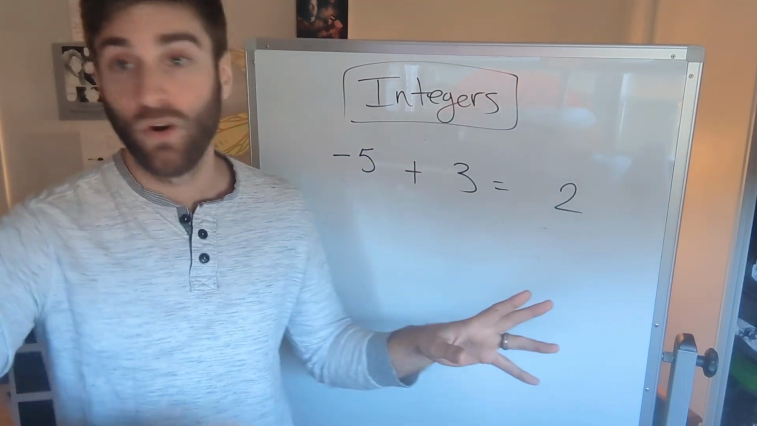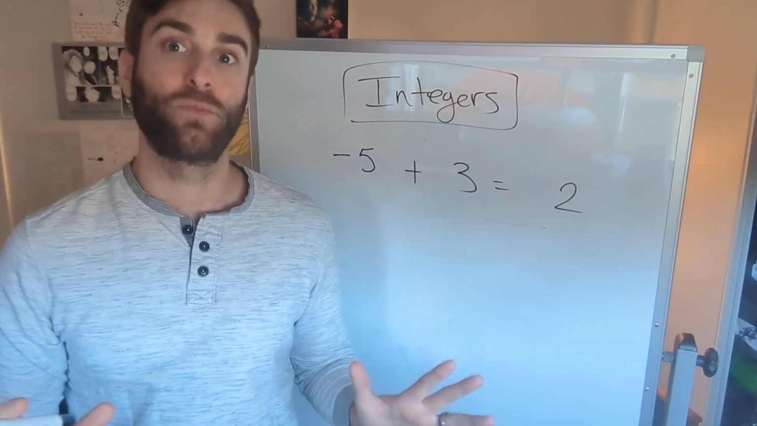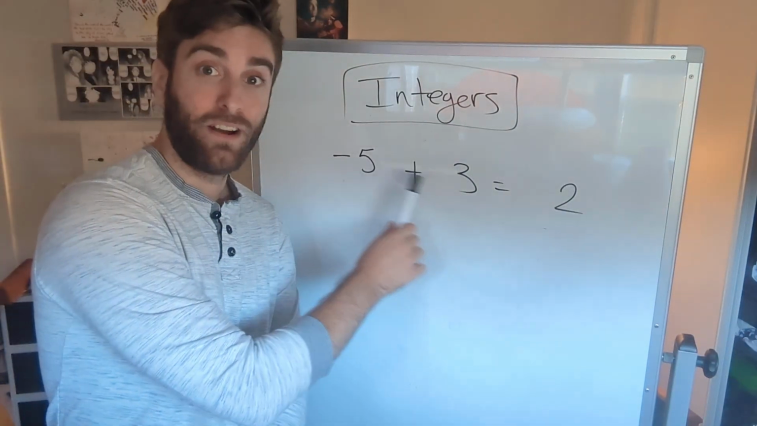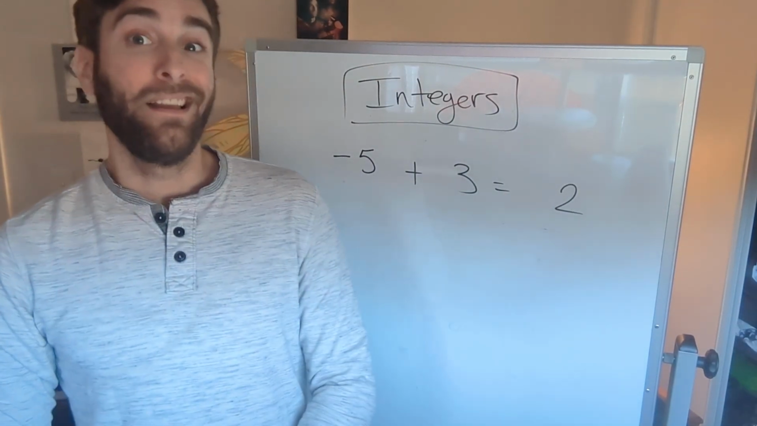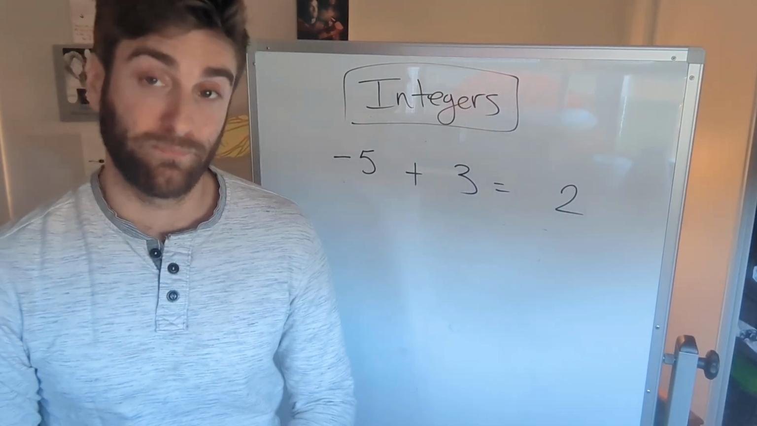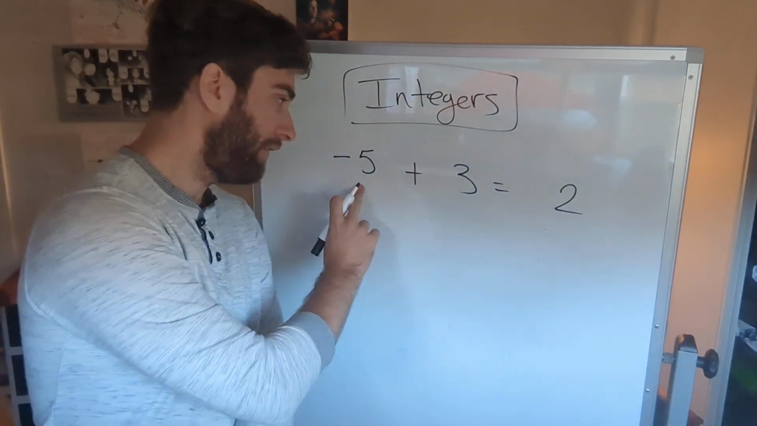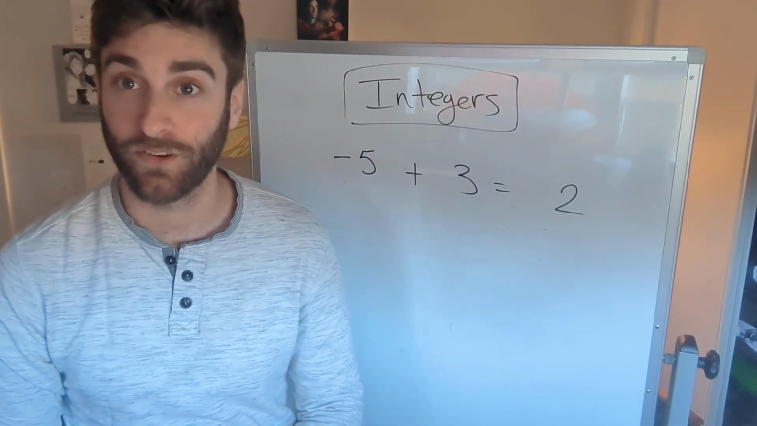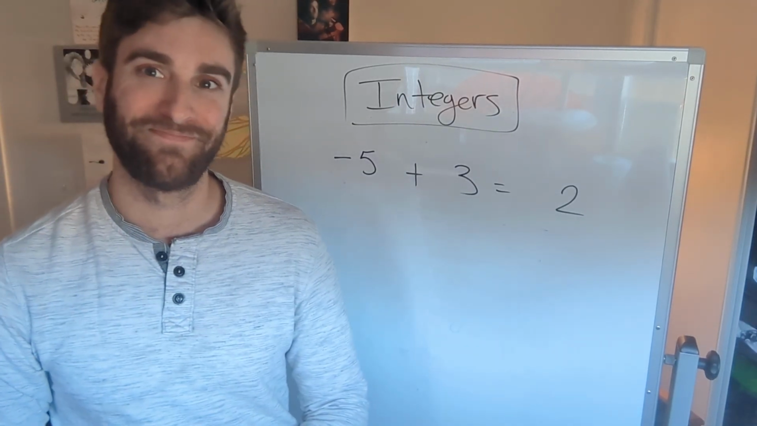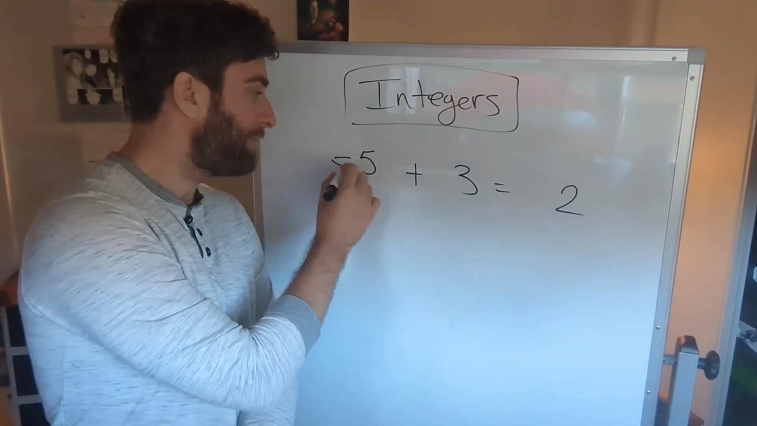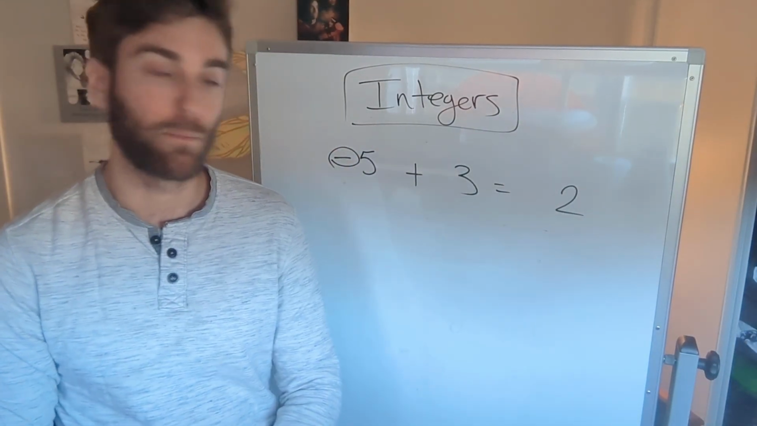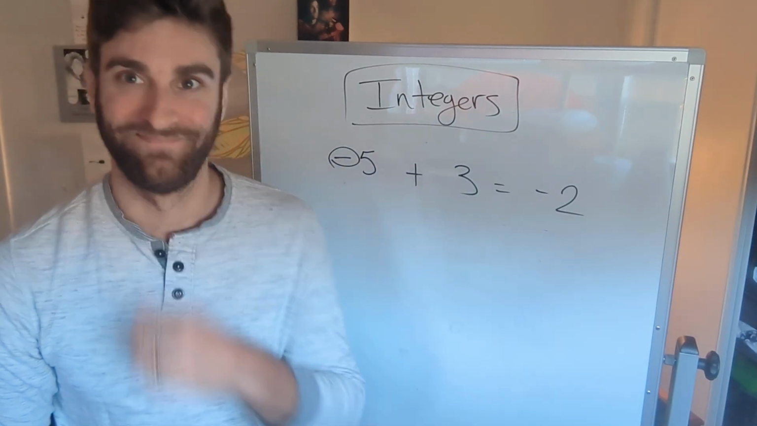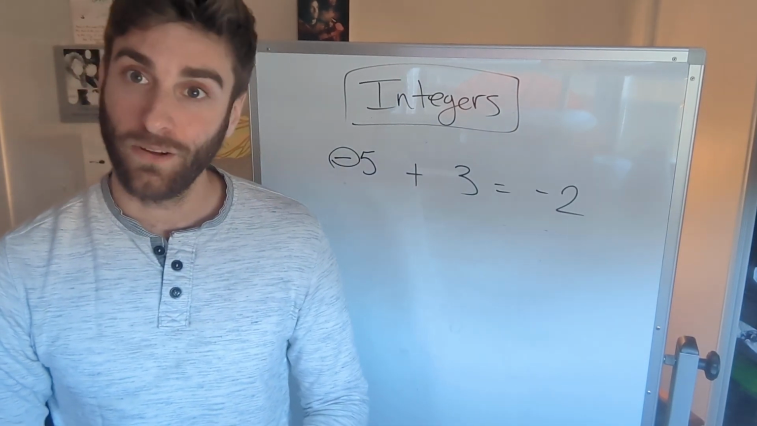Is it positive or is it negative 2? That's the last question we need to ask. So what we do is we look at our two numbers, negative 5 and 3. We find which one's bigger. Which number is bigger, 5 or 3? I hope you said 5, because that is the correct answer. 5 is bigger than 3. And since 5 is bigger than 3, we keep the sign of the bigger number. So our answer is negative 2. There you go. Let's do one more example.